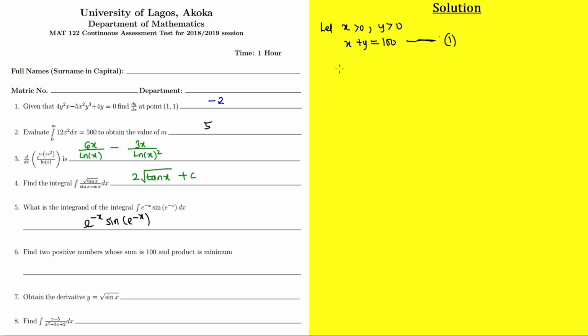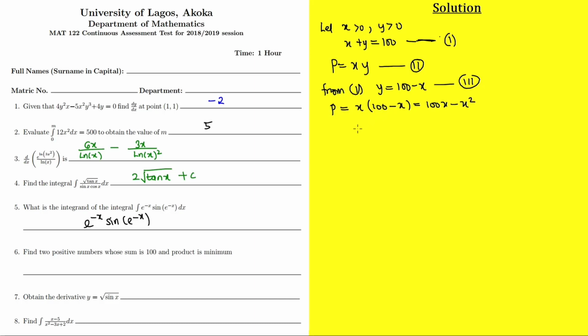And also they said the product is maximum. Meaning that, let's say the product of those two numbers, let's call it p, which is xy. Let's say this is our equation 2. Now from equation 1, if I make y the subject of the formula, I'm going to have y equals 100 minus x. Let's call this equation 3. If I substitute equation 3 into equation 2, I'm going to have p equals x open bracket, and I can replace my y with 100 minus x, which will give me 100x minus x squared.